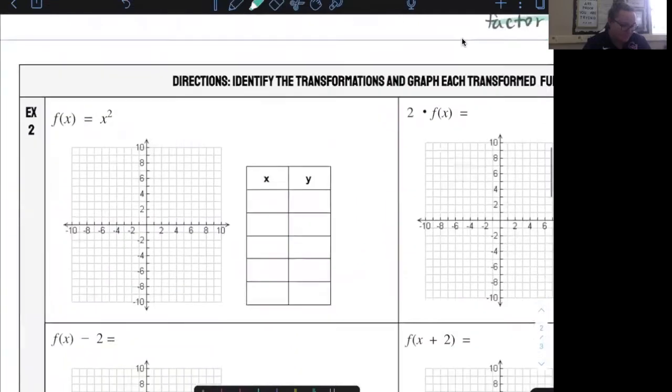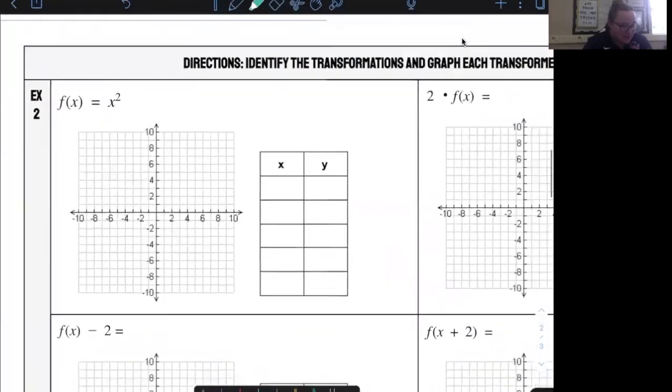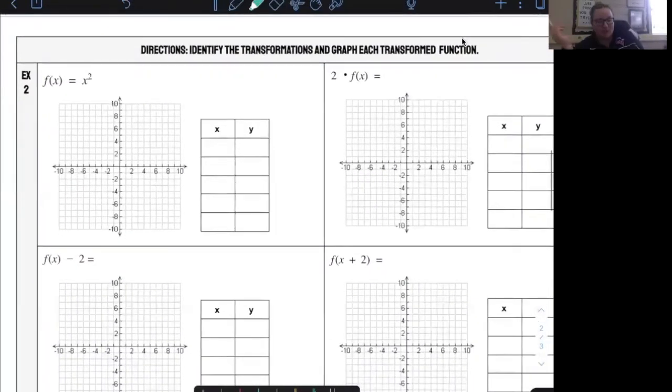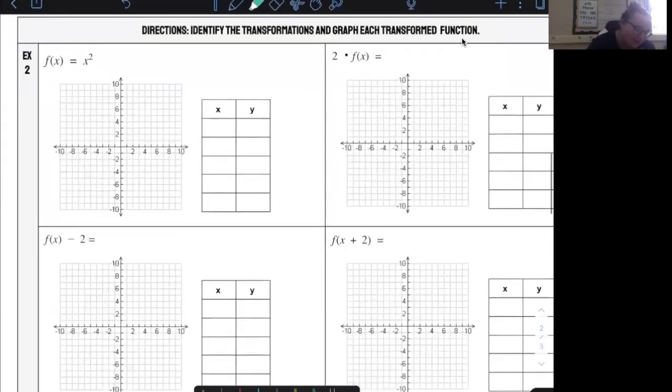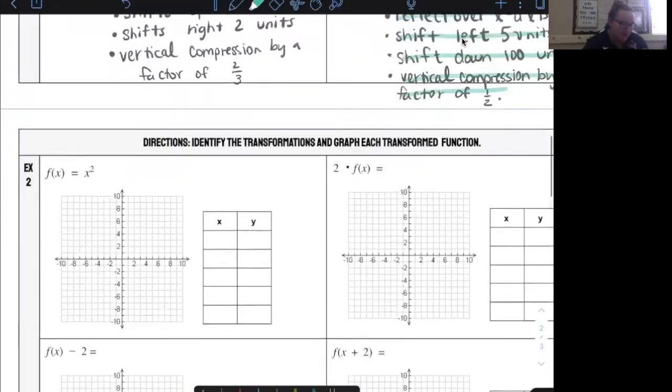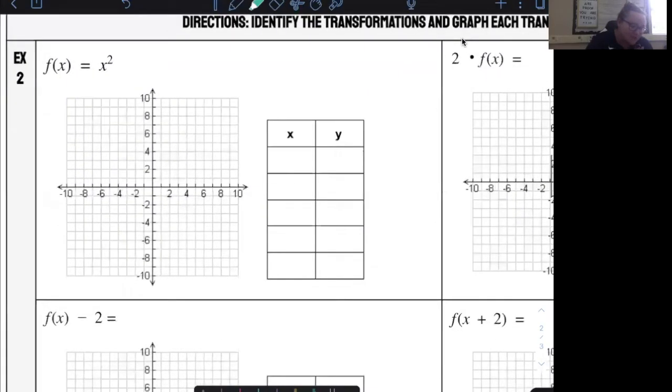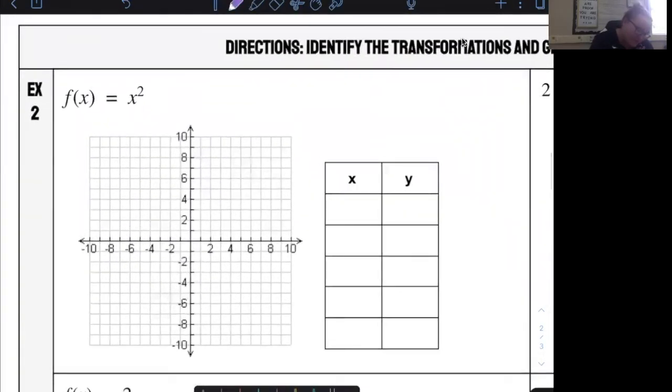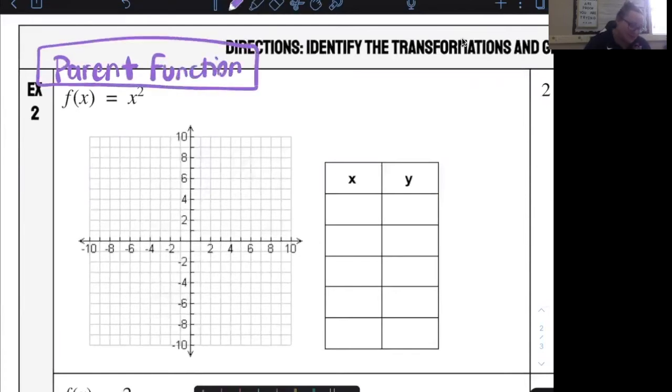Okay. So next, we're going to identify the transformations that occur to f of x, and then we're going to graph them. So I'm going to walk you through example 2, and then I'm going to have you work on example 3 on your own. So for example 2, our parent function is f of x equals x squared. So this is our parent function. F of x equals x squared.